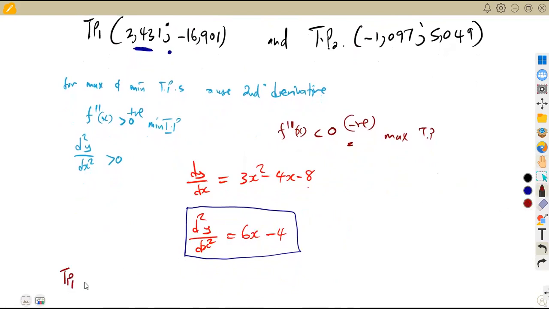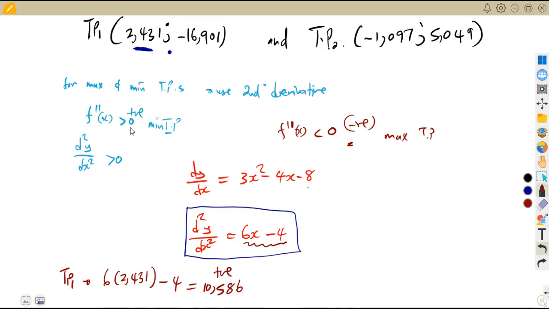So at the first turning point, our x is 2,431. We're going to substitute into the second derivative. So it's going to be 6 into x, which is 2,431, minus 4. All right, simplify and see what you're going to have. That is to tell whether it's negative or positive in this case. So this gives us 10,586, which is a positive value.